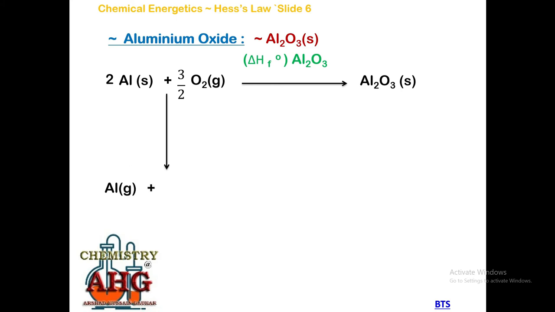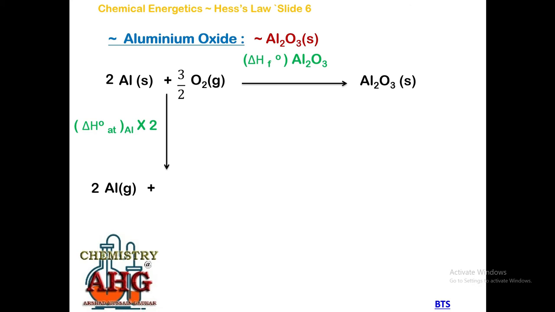But now we are having 2 moles of aluminum. We will multiply it by 2, and also while labeling the enthalpy change, you are supposed to write down standard enthalpy change of atomization multiplied by 2. This is atomization of aluminum.